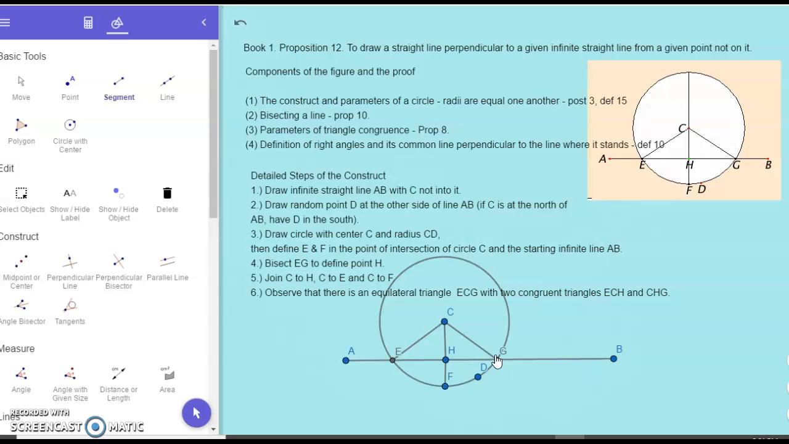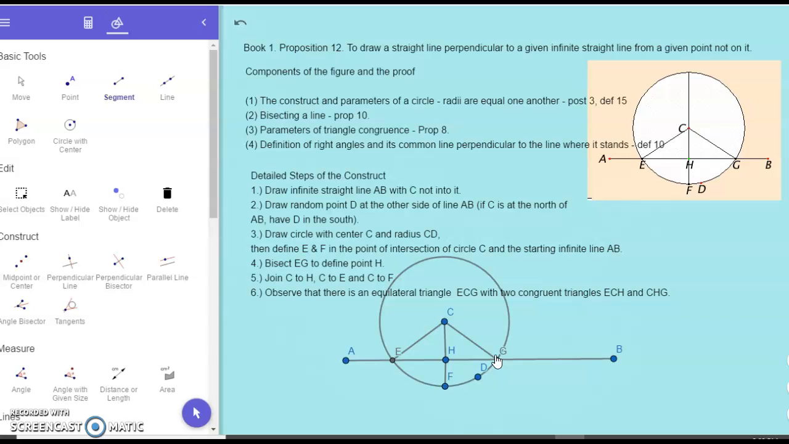By the way, I would like to say that the foundation and the leading point of the proof is definition 10, because in definition 10, we have the definition for two right angles as angles that are equal and adjacent to each other, and its common side is perpendicular to where it stands. Hence, in the proof, we just have to show that there are two angles which are equal and adjacent to each other. We are doing so by using parameters of an equilateral triangle and of the congruence of triangles. So now let's discuss the proof.